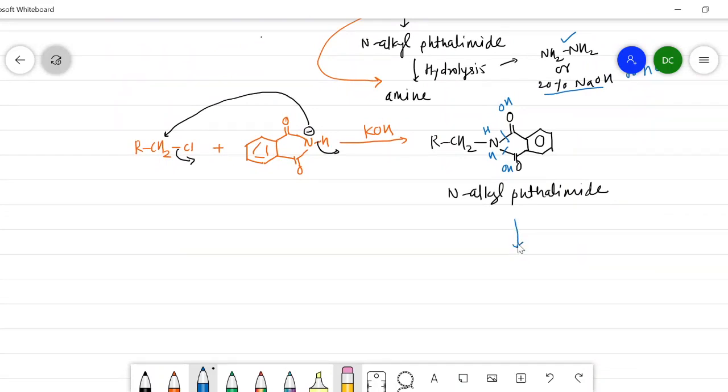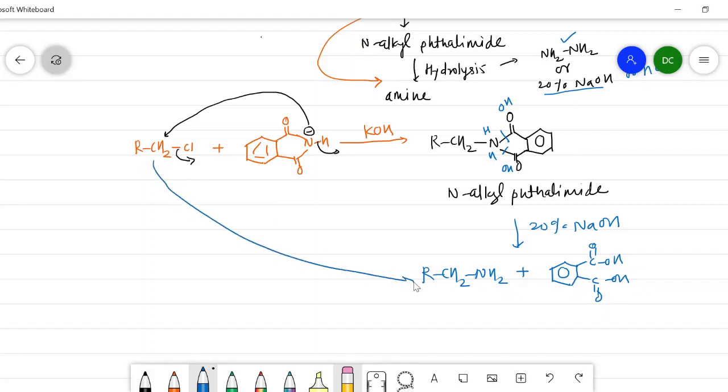So here we will write 20% NaOH, and the products are RCH2NH2 plus phthalic acid. In this way, alkyl chloride is converted into the amines. That is, alkyl halides are converted into the corresponding amine.